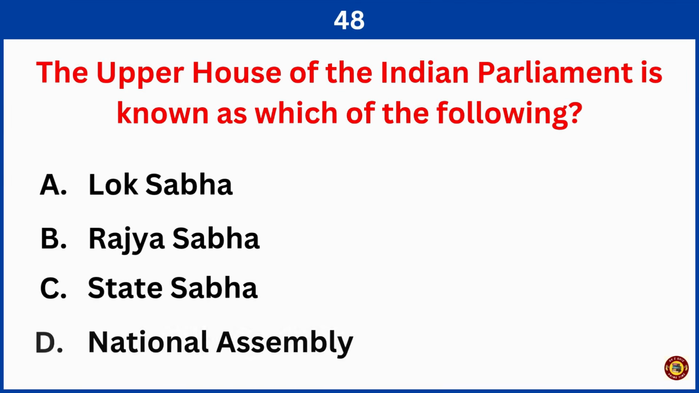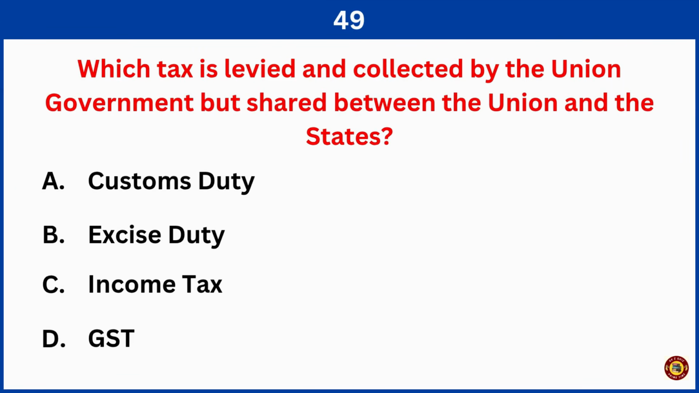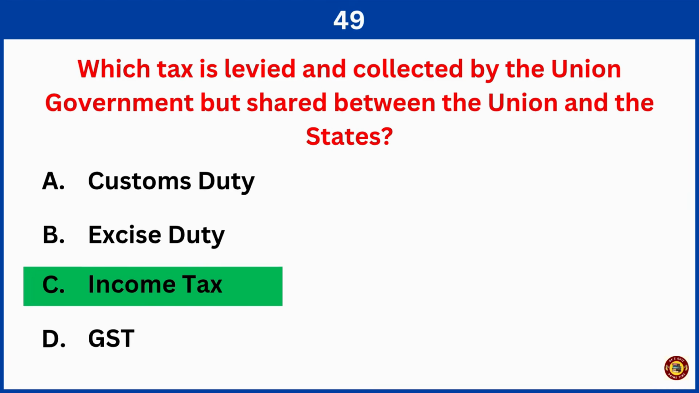The upper house of the Indian Parliament is known as which of the following? Right answer is option B, Rajya Sabha. Which tax is levied and collected by the union government but shared between the union and the states? Right answer is option C, income tax.